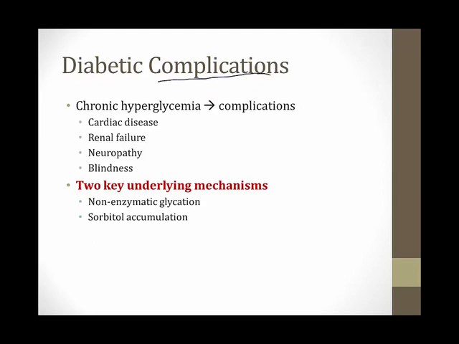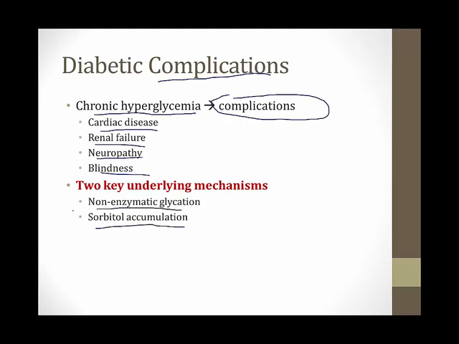Whether you have type 1 or type 2 diabetes, the chronic hyperglycemia leads to a common set of complications that occur in both disorders. This includes heart disease, kidney disease, neuropathy, and blindness. We'll talk about all of these things. What you need to know for step 1, however, is that underlying many of these complications of diabetes are two key mechanisms. The first is non-enzymatic glycation, the second is sorbitol accumulation, and both of these probably play a role in many of the complications of diabetes.